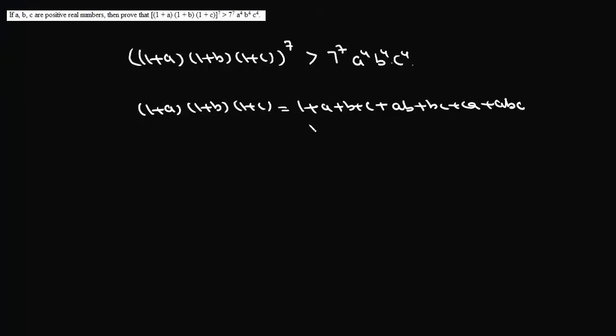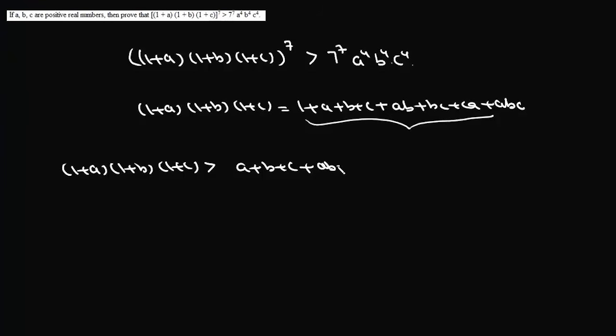Now there are altogether 8 terms, and if we use AM and GM using all these terms, we'll get 8 and not 7. And what we need is 7 terms. So what we'll do is we can write (1 plus A)(1 plus B)(1 plus C) will be strictly greater than A plus B plus C plus AB plus BC plus CA plus ABC. So what we have done is we have dropped this 1, and that's how we get this condition of strict inequality. Now what we'll do is we'll divide everything by 7.